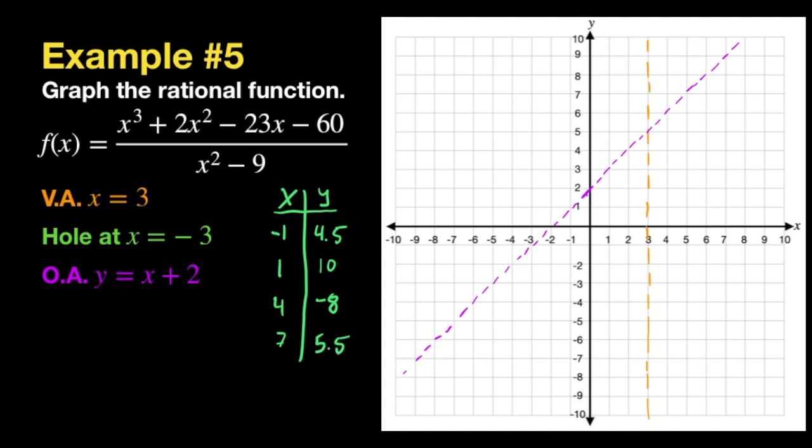So the first one is -1 and 4.5. So we go to -1 and 4.5. So somewhere here. And the next one is 1 and 10. Just going quickly. Then the next number is going to be 4 and -8. And then we have 7 and 5.5. So somewhere here. And now we just need to take a quick sketch of our graph.